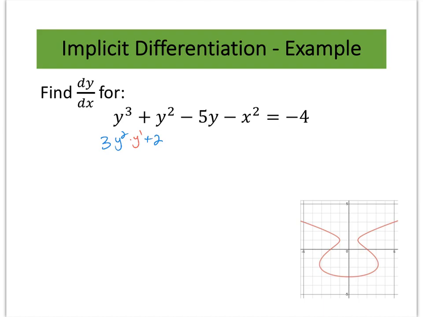2, so plus 2y times the derivative of y. Minus 5, because the derivative of that, well, I still need to take the derivative y prime. So it's still times y prime, and then minus 2x, and then the derivative of negative 4 is 0. So you'll notice that instead of doing dy dx, I chose to use y prime, and I think that it's a lot easier, at least for me.